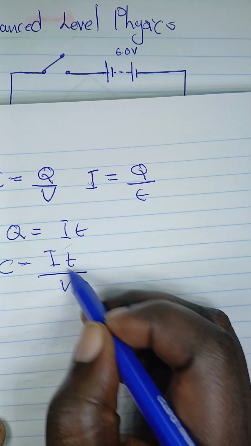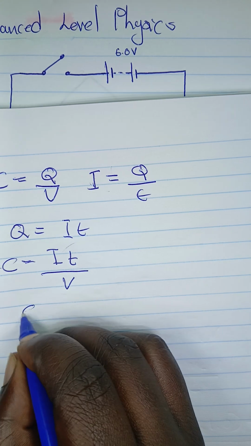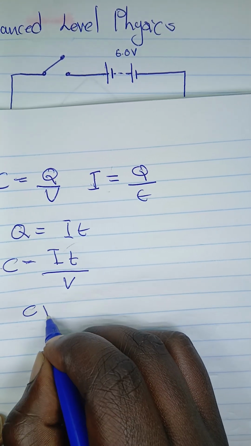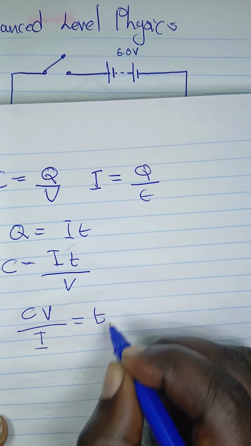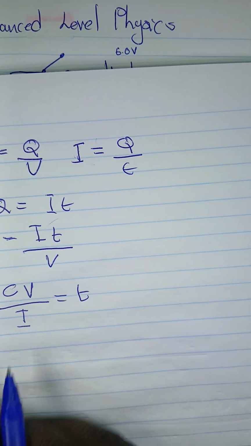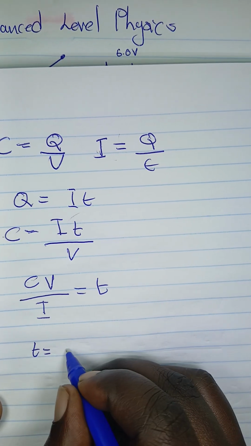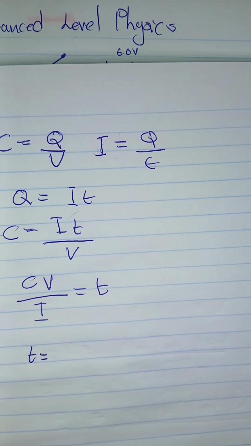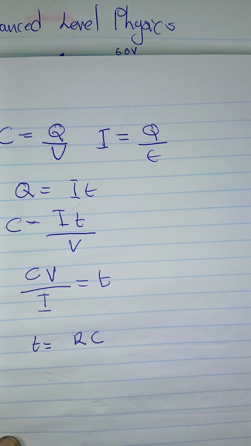So we need to remain with T here. V goes there. So you have CV over I is equal to T. V over I is R. So T is equal to V over I, which is R. So T is equal to RC.